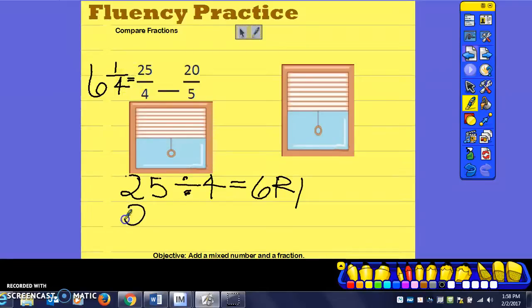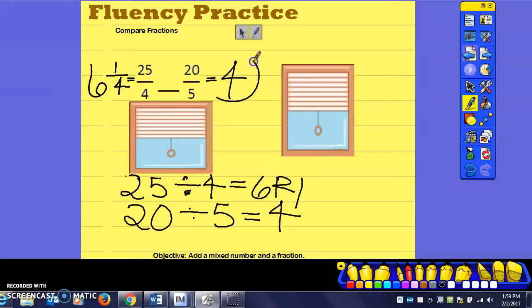Then I do the same thing. 20 divided by 5 equals 4. Very good. So that is equal to 4 wholes. You could have used number bonds to do this as well. But all I have to do is look at the whole numbers to see what's larger. Is 6 wholes or 4 wholes larger? 6 wholes is larger, so therefore 25/4 is greater than 25/5.